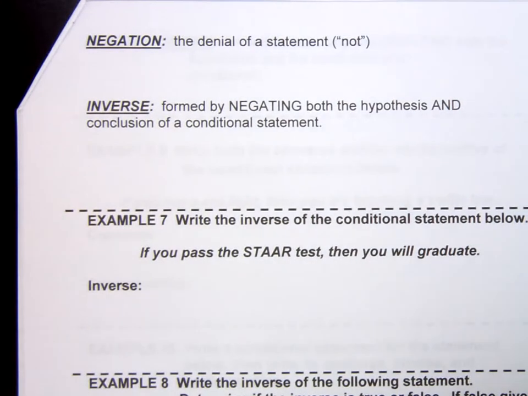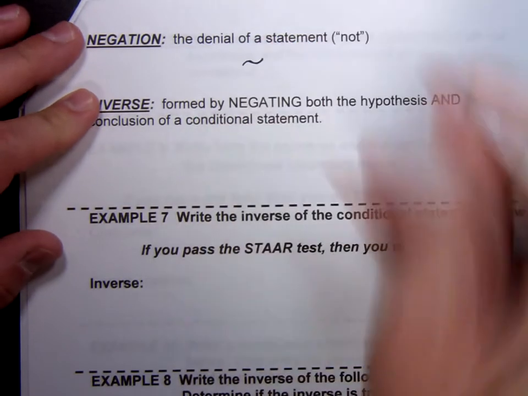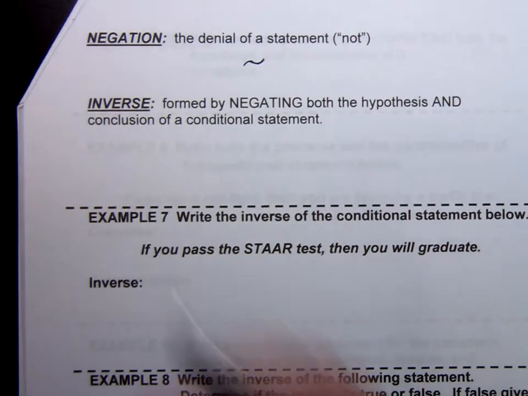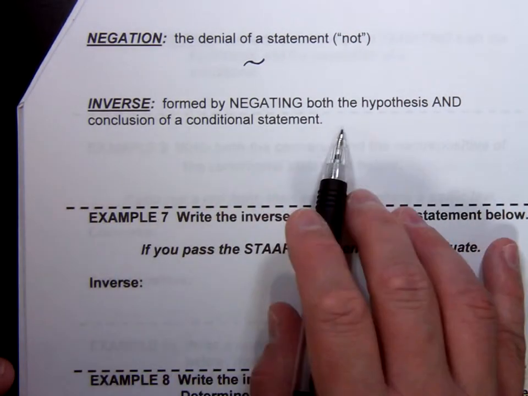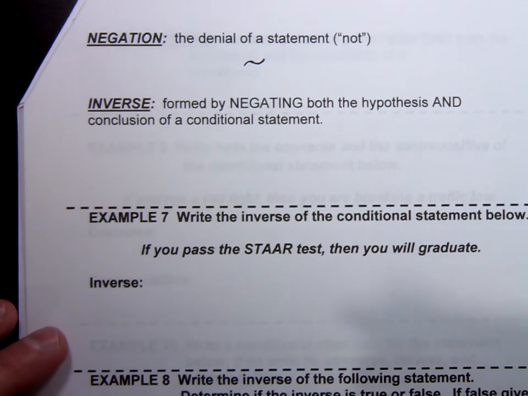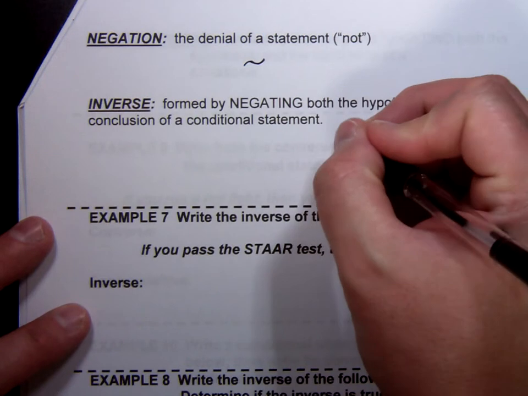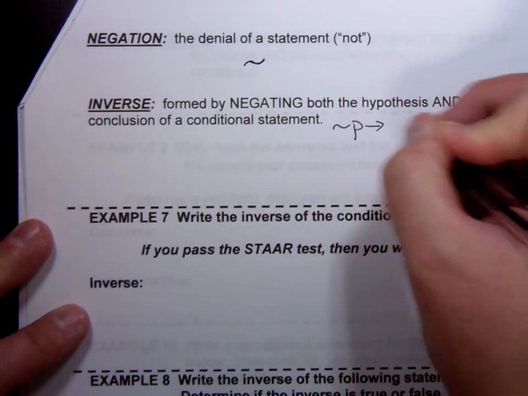All right, a negation is the denial of a statement. It's basically adding the word not into your statement. And you'll see this with this symbol right here in the statements. Okay? An inverse is formed by negating both the hypothesis and the conclusion of a conditional statement. So original conditional statement is if P then Q. So inverse, we're negating both of them. So we're going to say if not P, then not Q.